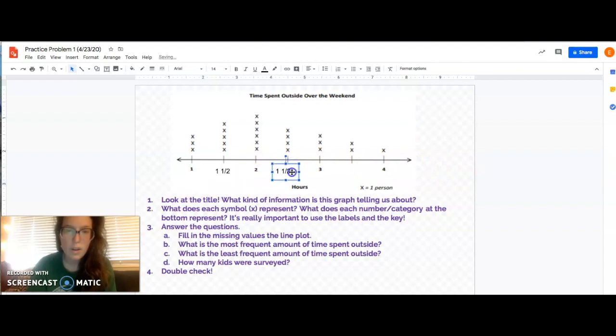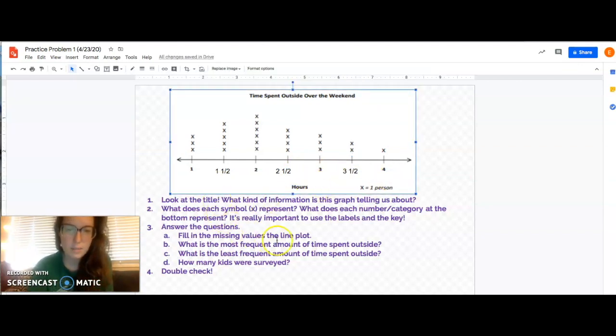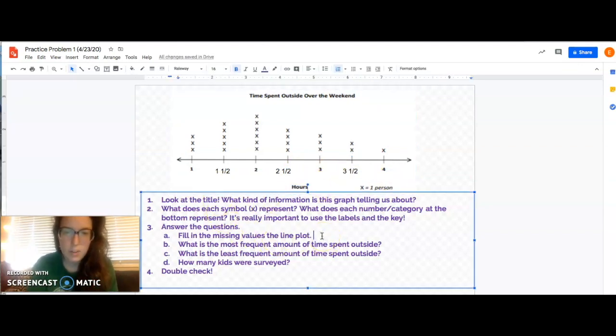Okay, so if we had 1 and 1/2 there, what do you think would go here? Between 2 and 3, if you said 2.5, you're right. And then between 3 and 4 would be 3.5. Awesome. All right, I'm going to double check as I go. So, done.